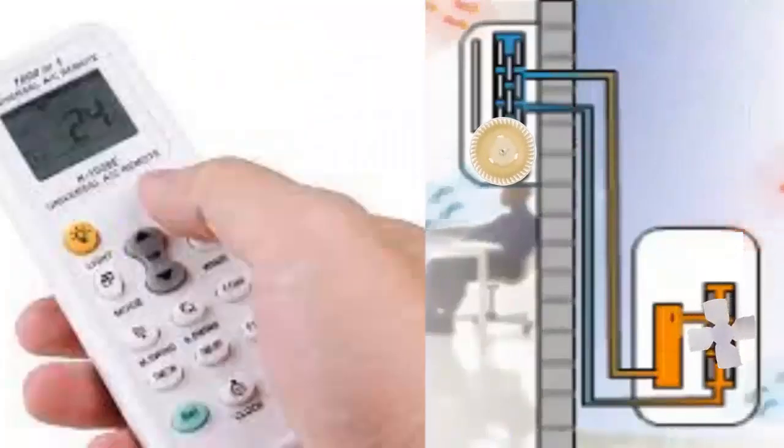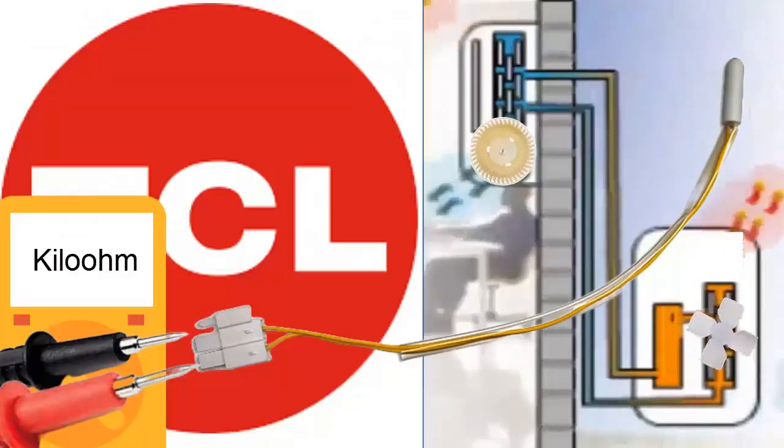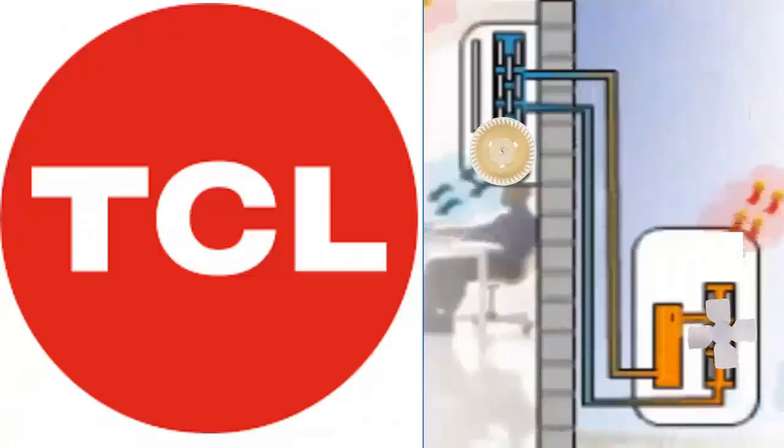5. With the unit turned off, disconnect the temperature sensor from the electronic board of the exterior unit to measure its resistance using a multimeter.